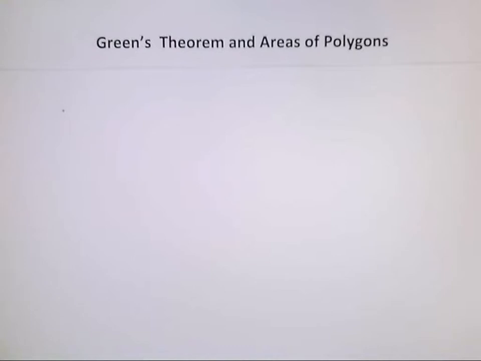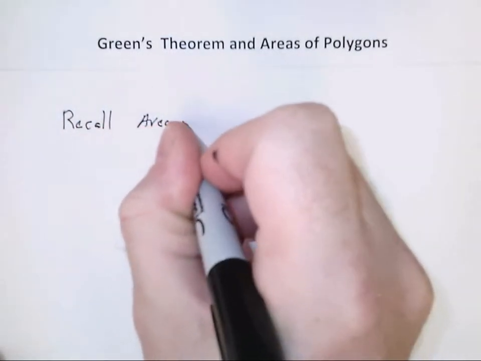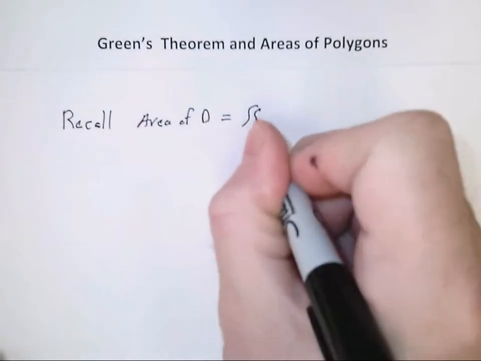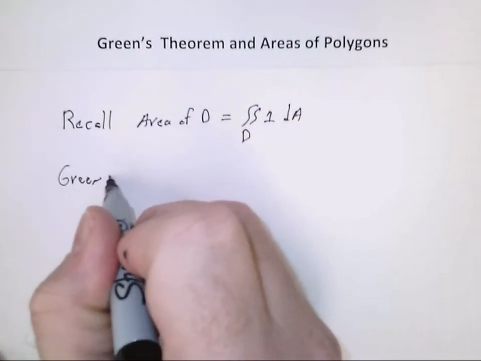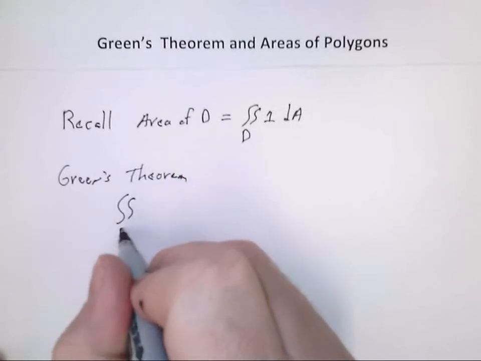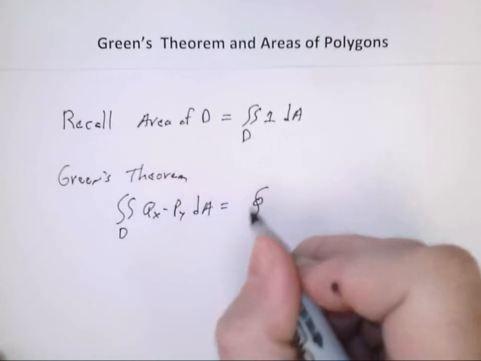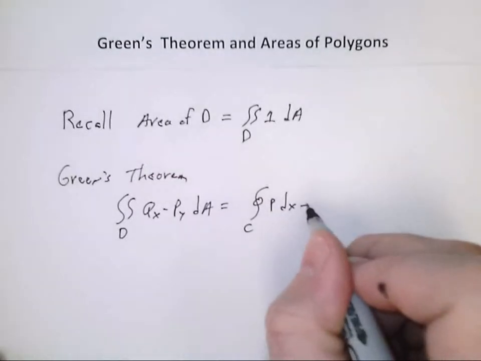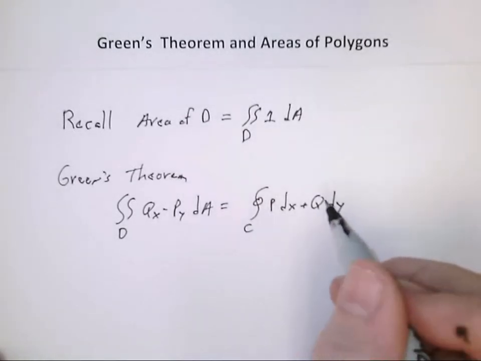Okay, so now we're going to use Green's theorem to find a very nice formula for areas of polygons. You might recall that the area of D we can write as a double integral over D of 1 dA. Green's theorem said that the double integral over D of q sub x minus p sub y dA was the integral around the boundary of p dx plus q dy, assuming the hypotheses of Green's theorem are satisfied.